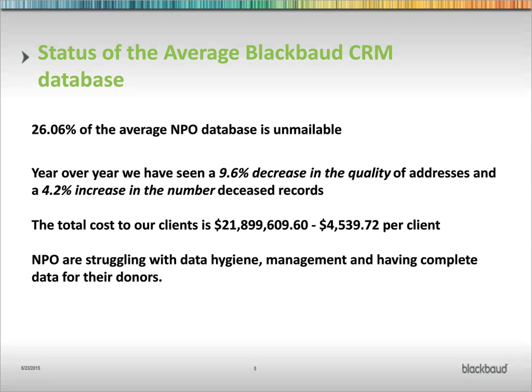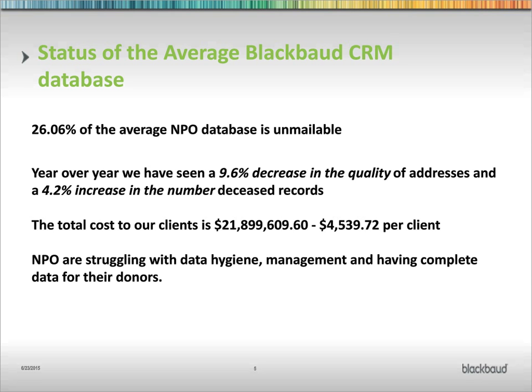As we get this message out there, we talk to more clients about some of the issues they're facing and hopefully are able to help them correct some of these issues and this negative trend. One thing I really like to show is that the total cost to our clients, if we were to mail to everybody in our database that comes back as an unmailable, it would cost us over $21 million, almost $22 million, which works out to be about $4,500 per client. So this is something all of our clients are struggling with, and it's definitely something that we as a company would like to help address.